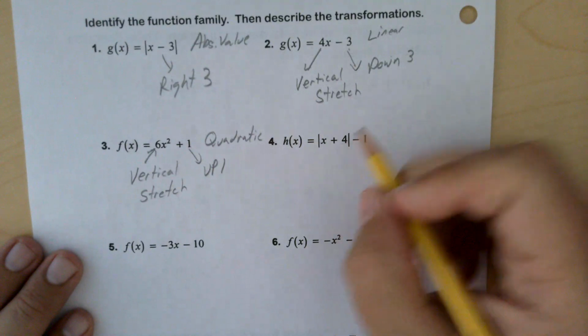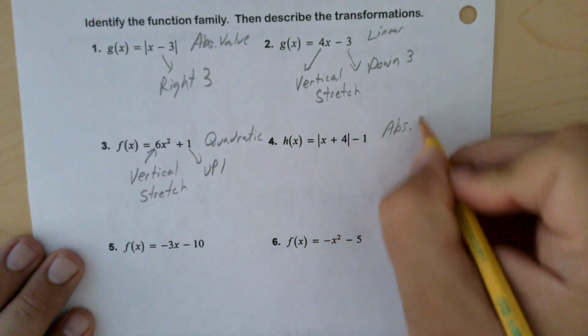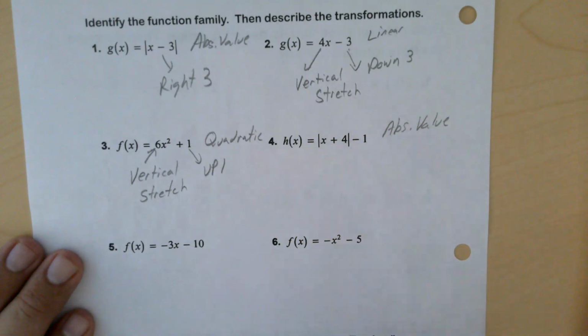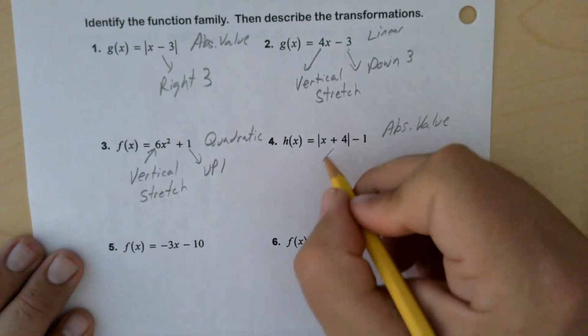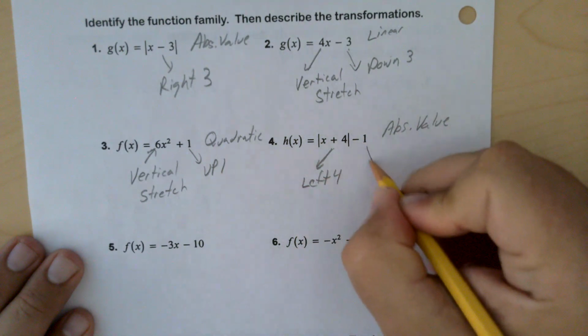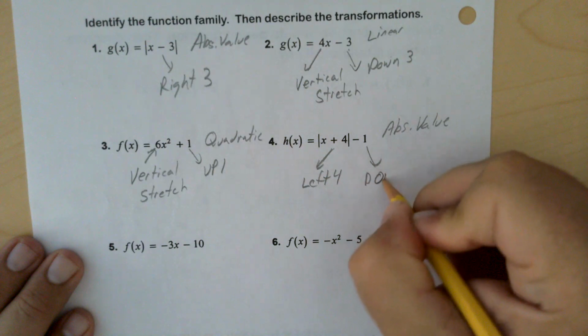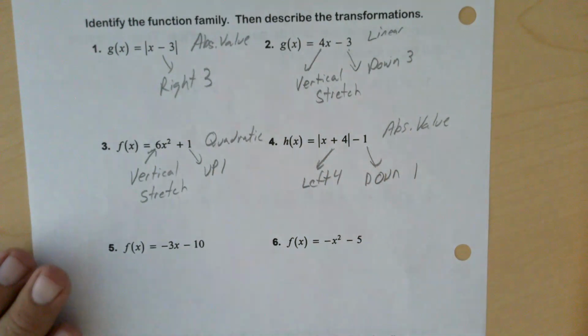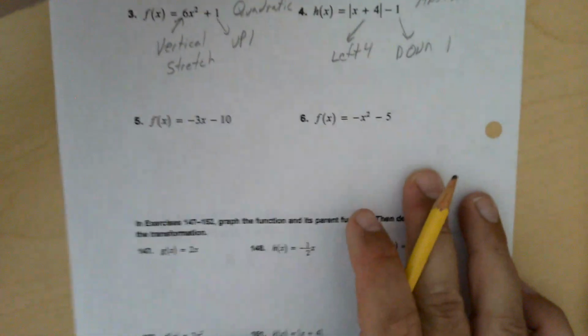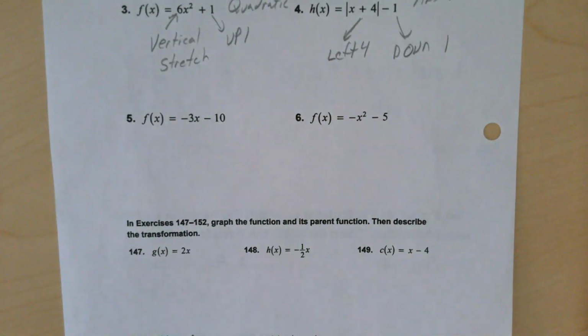Okay, now this is absolute value. And I see that the plus 4 is inside. That's going to be to the left 4. Left 4 and down 1. Okay. Again, if you need to verify that using a calculator, by all means, type it into your calculator to see that it's a shift to the left 4 and down 1.